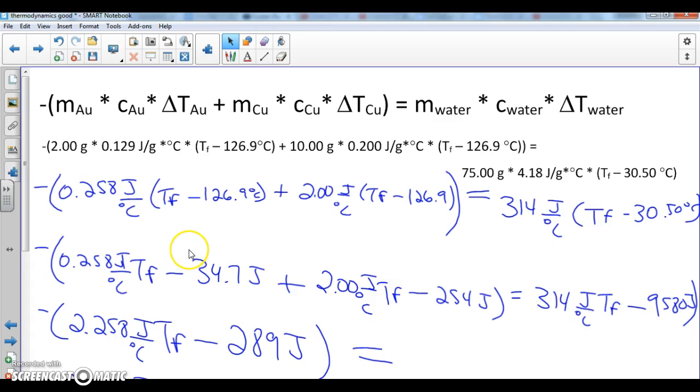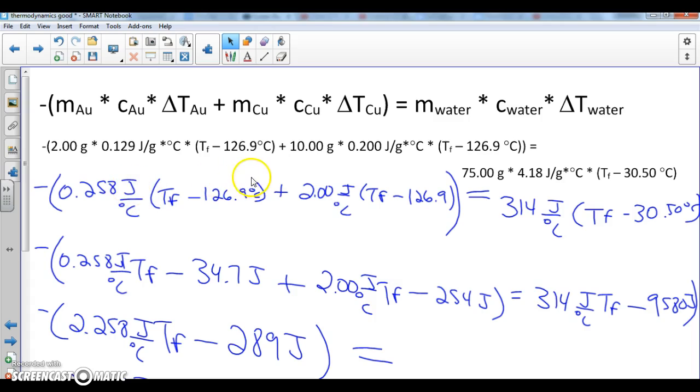Alright, now we're going to have to do that nasty D word, the distribution word. So we're going to have to distribute this there and there, and there and there. Okay, so what did I do? Leaving my negative symbol out there, I'm going to leave that out there till the end just because it makes it a lot easier not to deal with a bunch of negatives. So I'm going to take this 0.258 and multiply it by TF. That's how I get that. And I take the 0.258 and multiply 126.9, and I get 34.7 joules. Notice that degrees Celsius cancels. Think about how that would work.